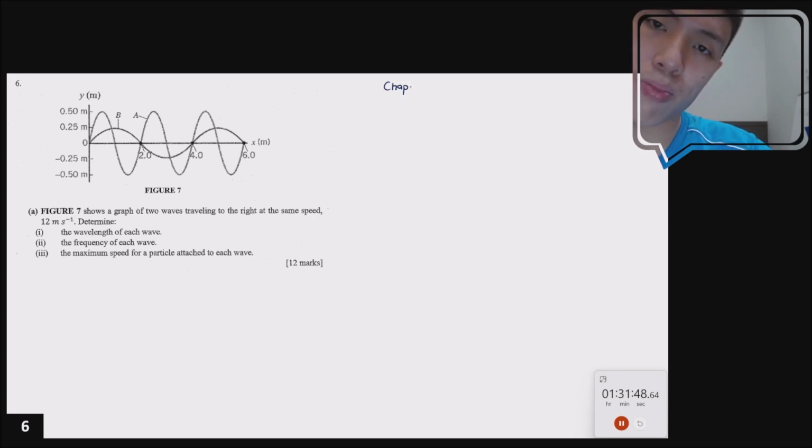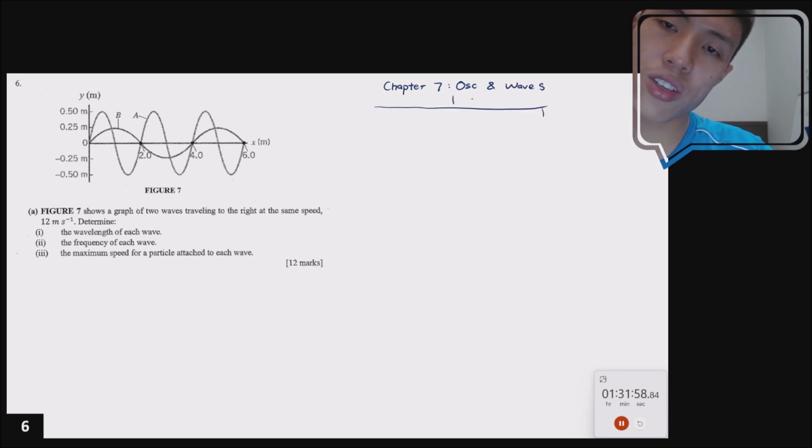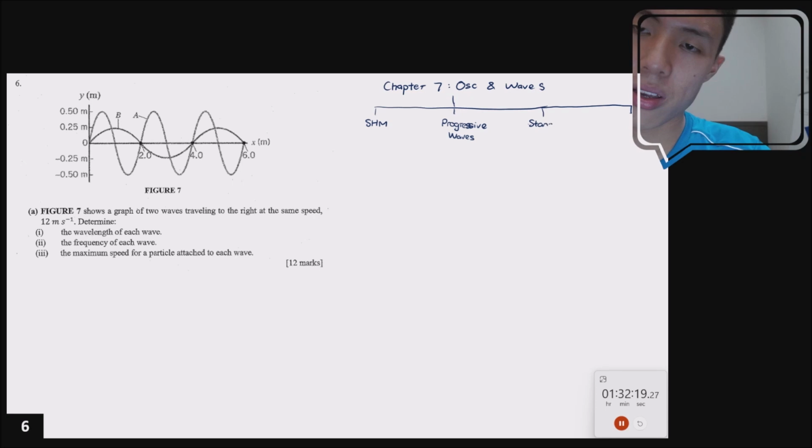Chapter 7 is a big chapter. This is chapter 7, oscillation and wave. In this chapter, there are actually 4 types of things that we study. First, we study simple harmonic motion. Then we study progressive wave. And then we study standing wave. Lastly, we study Doppler effect.